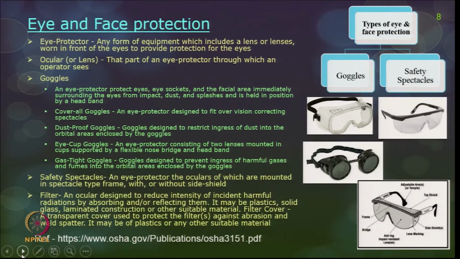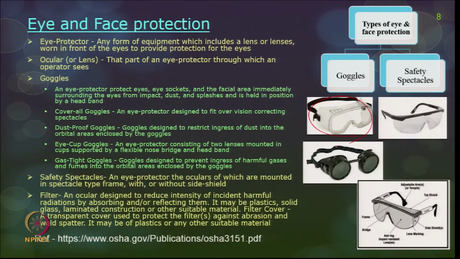Goggles: there are so many varieties of goggles. So, what is a goggle? It is an eye protector which protects the eyes, eye sockets, and the facial area immediately close to the eyes, and protects the eyes from any impact, dust, splashes, and is held in position on the eyes with the help of a headband. Okay. This is primarily what is called goggles. This picture will show you what is a goggle.